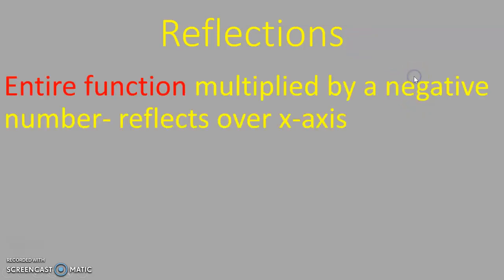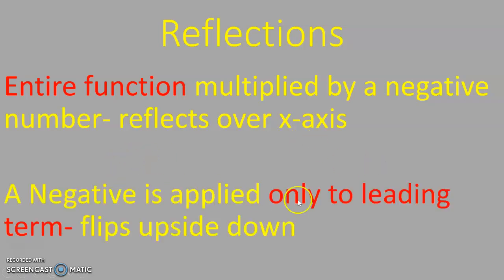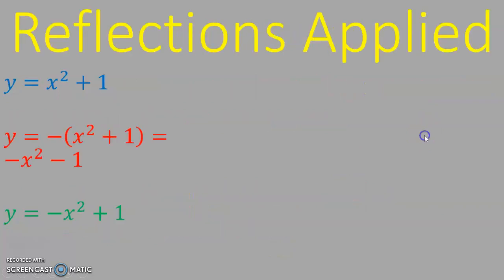We also have reflections, and reflections can get a little bit complicated, so we didn't put every possibility in this graph or in this slideshow. But if you multiply the entire function by a negative number, it's going to reflect over the x-axis. And we'll see an example of what exactly that means in a minute. If you just put a negative on the front or leading term, it's going to flip it upside down, but not necessarily flip it over the x-axis. So let's look at an example of that.